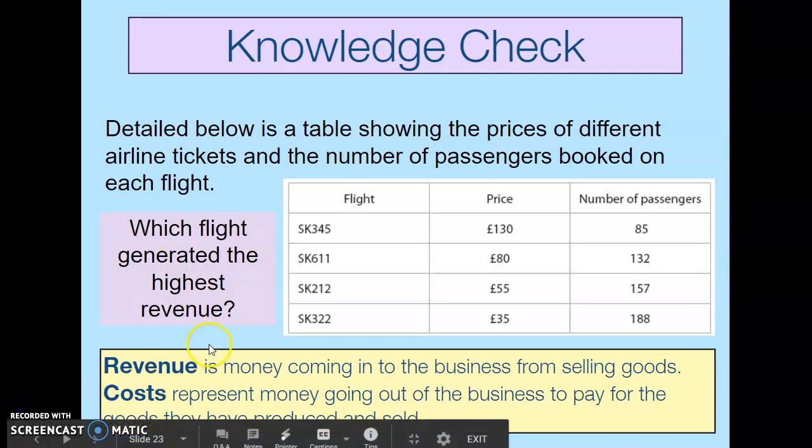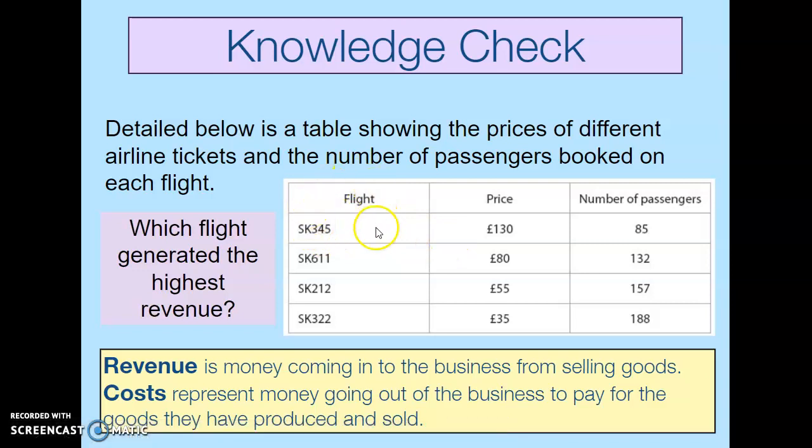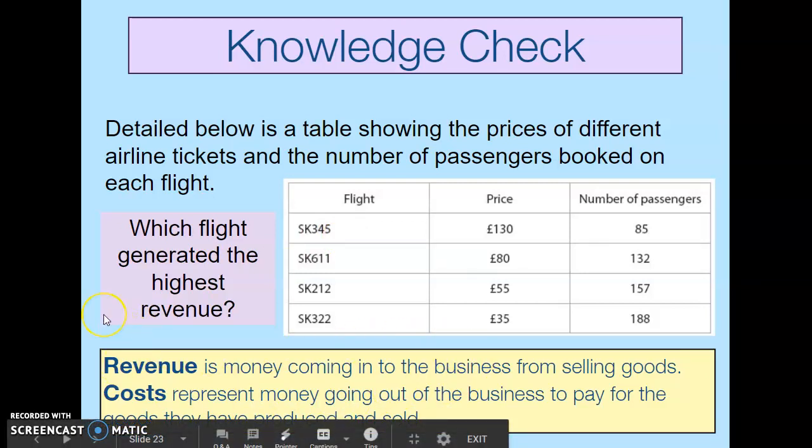So I calculated it earlier and I hope you did this correctly. This flight here would be the one, and the first one would be the one that generated the highest revenue, because it has such a high price compared to all the others. Even though the number of passengers is smaller than the rest, because the price is so high, the revenue for the first flight is the highest.